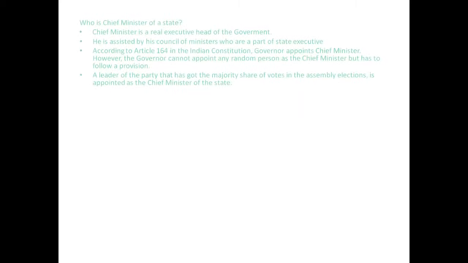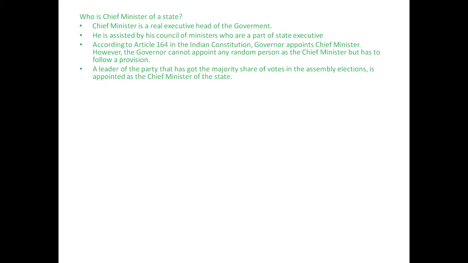So, now we will discuss who is the Chief Minister of a state. Who is the Chief Minister? What are his powers? The Chief Minister is the real executive head of the government. So you can understand the difference: the governor is a nominal executive head, and the Chief Minister is the real executive head of the government. And he is assisted by the Council of Ministers, who are also a part of the state executive.